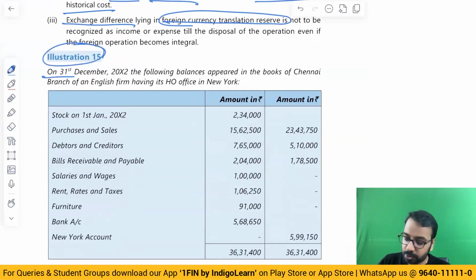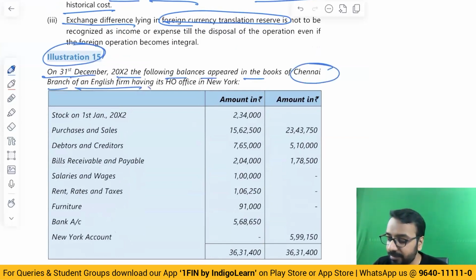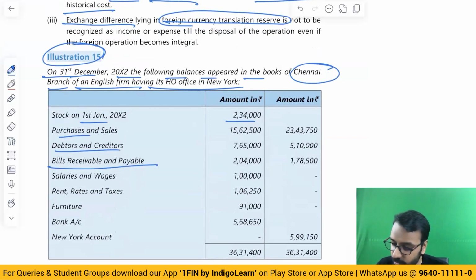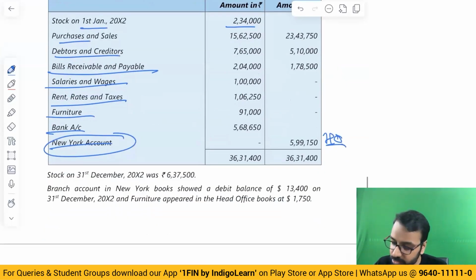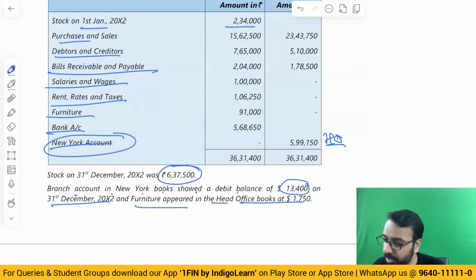Now, let's look at this question. On 31st December, the following balances appeared in the books of the Chennai branch of an English firm having its head office in New York. Ulta question. Normally, we see Indian company, foreign branch. Here, foreign head office, Indian branch. Stock, 234. Purchase and sales, debtors, receivables, payables, salary, wages, rent and furniture, bank, New York account. New York account is your head office. Stock on 31st December was 637. Branch account in your books showed a debit balance of 13,400 on 31st December and furniture appeared in the head office books at 1750.